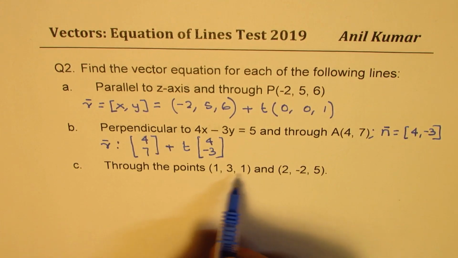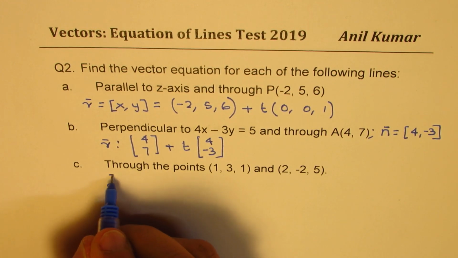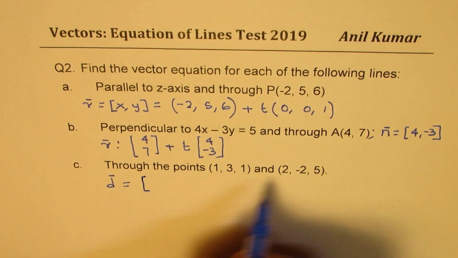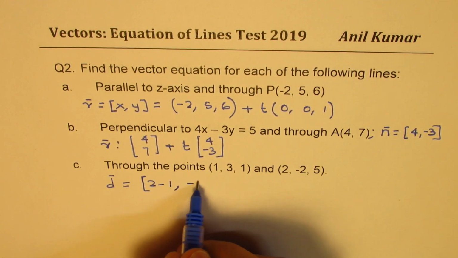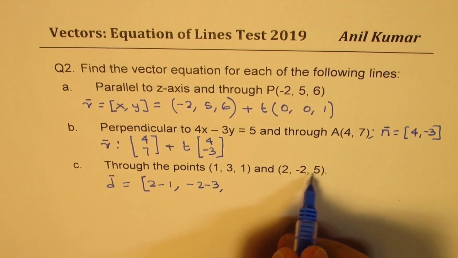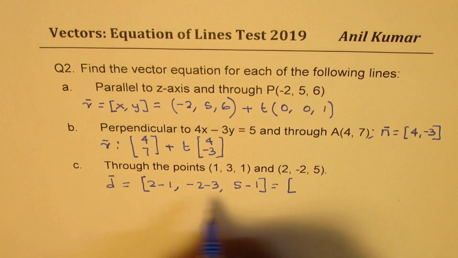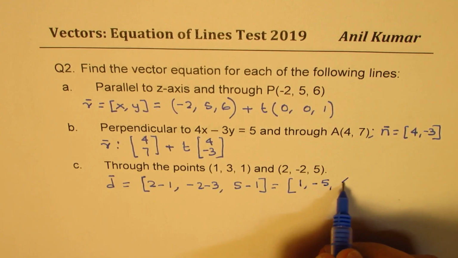So when we have to write through a point, we need to find the direction vector. So let's say the direction vector d is, we could write 2 minus 1, -1 minus 2, 3 and 5 minus 1, right? So that gives you the direction vector as (1, -5, 4).